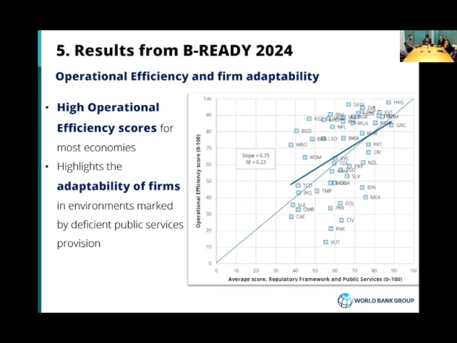A caveat that I want to note on this particular slide, in interpreting this data, is that firms providing input for operational efficiency, as I mentioned earlier, are sampled from the formal sector and exclude very small or recently established firms. So it's very much possible that within a sample of larger and older firms, they may be less sensitive to weak regulatory and public services environment, which could then perhaps explain the high scores in operational efficiency.